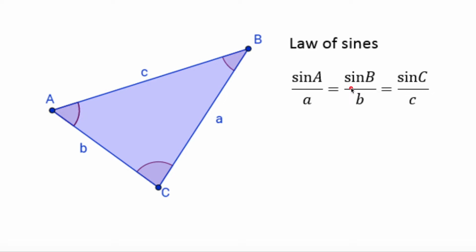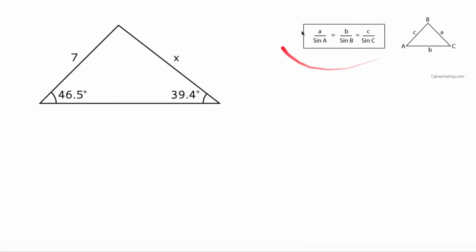Also, an important note here is the reciprocal, which means we flip this over, so the small letters are on top and the degrees are on the bottom, just like in this law of sines. So as you can see here, there is a triangle for us that we're going to be solving, and this is just a little reminder of how to use the law of sines.